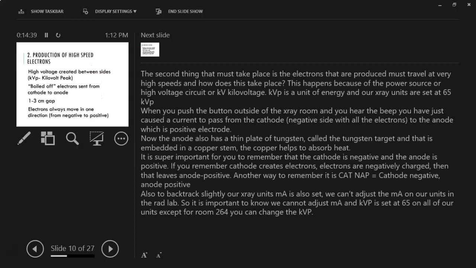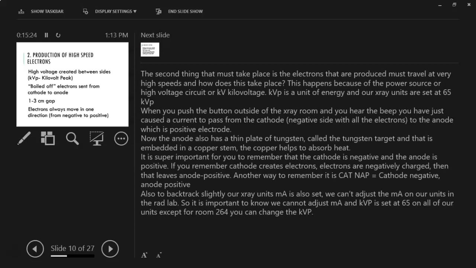Okay, the second thing that must take place is that the electrons produced must travel at a very high speed. How does this take place? How do they get from the coil over to the other side of the vacuum tube, which is actually very, very tiny? We'll look at a picture of it soon. This happens because of the power source, the high voltage circuit, or kV, which we call kVp, kilovoltage. The kVp is a unit of energy, and our X-ray units are all set at 65, by the way.